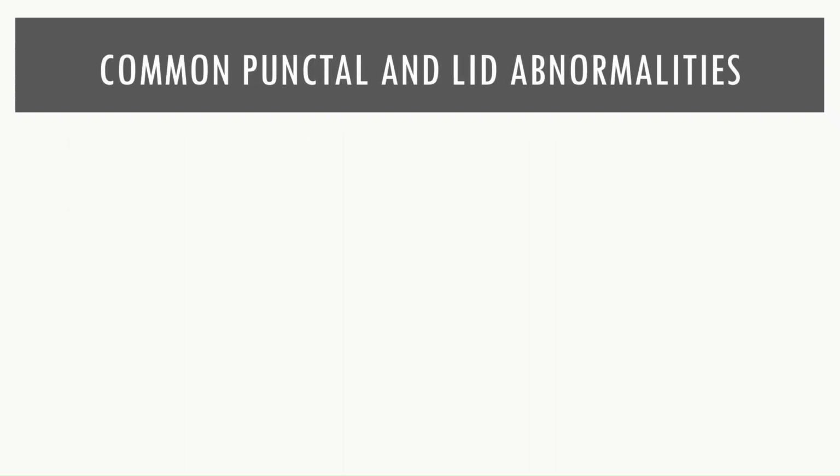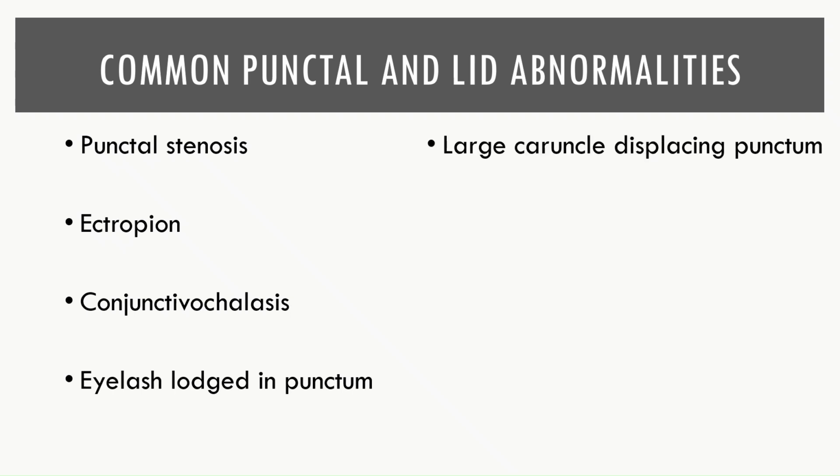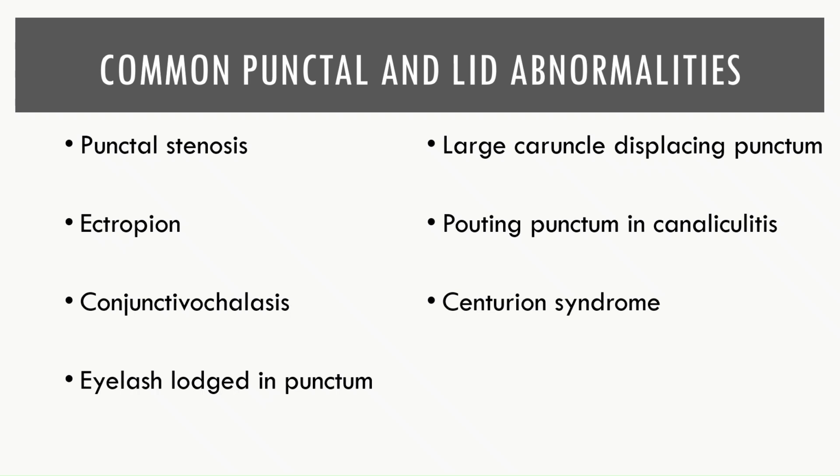Several eyelid and punctal abnormalities can lead to Epiphora. These include punctal stenosis, ectropion, conjunctivochalasis, eyelashes obstructing the puncta, large caruncle displacement, pouting punctum seen in canaliculitis, and centurion syndrome, which causes anterior displacement of the puncta. In children, punctal stenosis and congenital glaucoma must be considered.